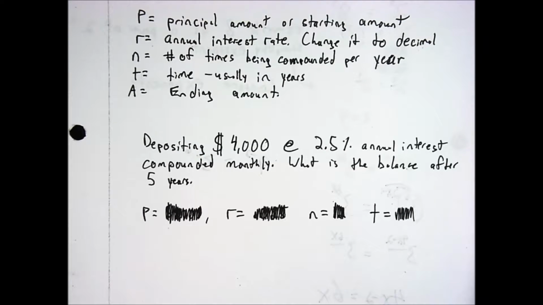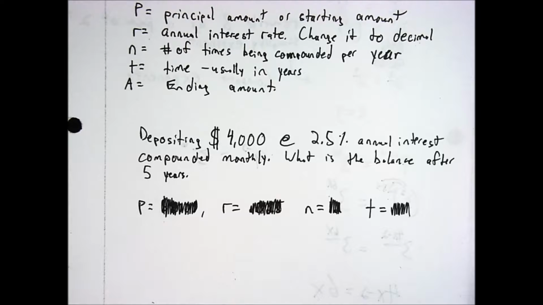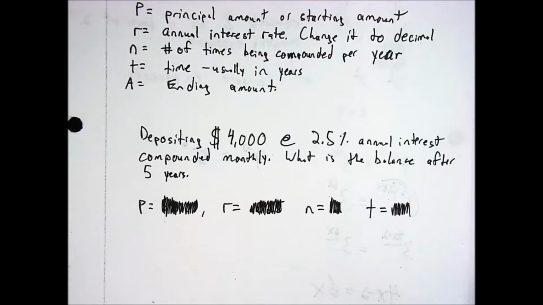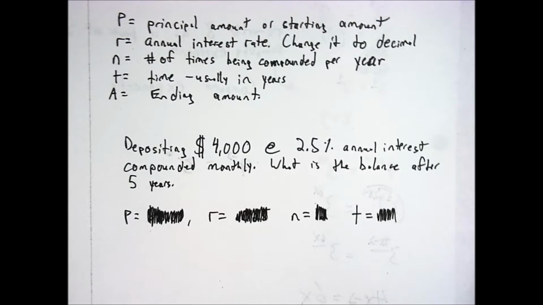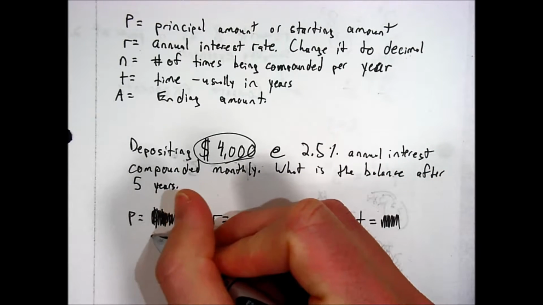Okay, so here's our little story problem, similar to what we'll have in the book. We're depositing $4,000 at 2.5% annual interest compounded monthly. What is the balance after 5 years? So there's a whole lot of information right there. What was our principal, our starting amount? We're depositing $4,000.